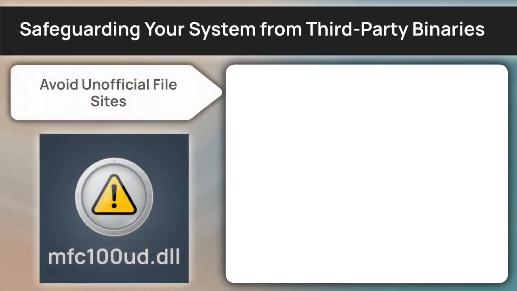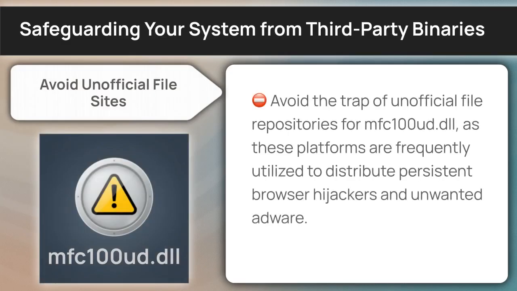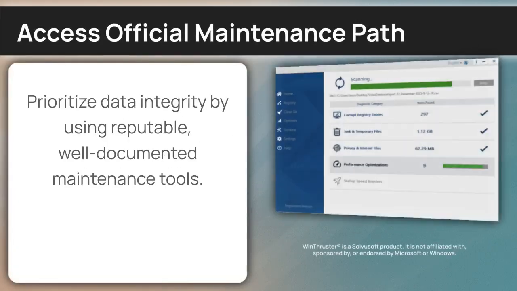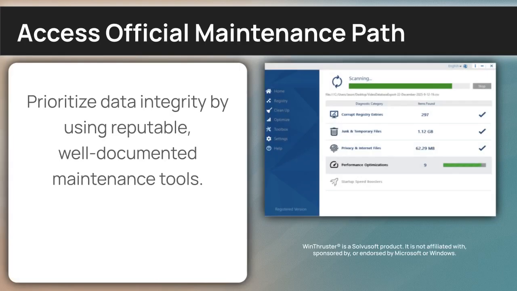Before you finalize your changes, I need to emphasize the importance of using trusted sources. If you're attempting to register Microsoft Foundation Class 100 Unicode Debug Library DLL yourself, be aware that manual file placement frequently leads to severe software layer conflicts and long-term data corruption. To ensure your environment stays properly configured, a professional diagnostic can help verify that your library references remain intact.